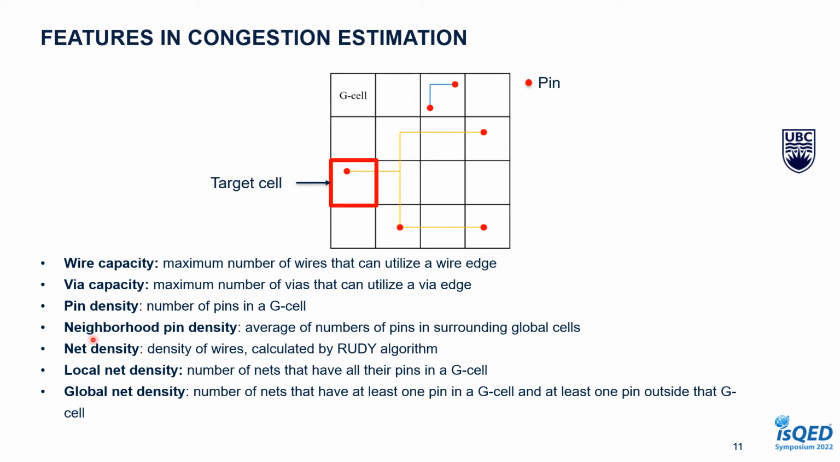And we also have neighborhood pin density, and we have net density, which describes the density of wires and is calculated by the RUDY algorithm. And we have local net density and global net density. So a local net is a net that has all its pins in a G cell. For example, this blue net is a local net, and we have global net, which is a net that has at least one pin in a G cell and at least one pin outside that G cell.